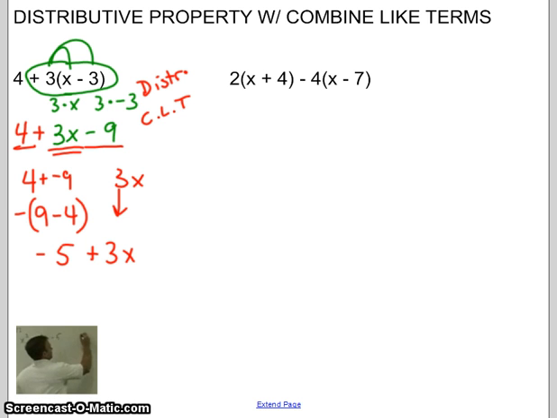Okay, and we're done from here because negative 5 and positive 3x are not like terms. They both don't have the variable x. One has the variable x, one doesn't. Alright, they need to have the same variable as well as the same exponent.